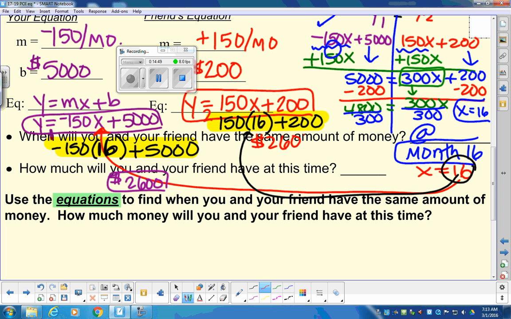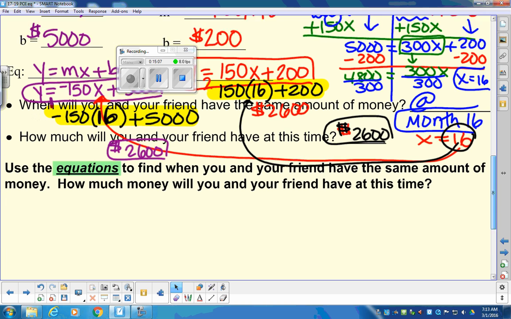So at month 16, both my friend and I have $2,600. That's the point where in the table they would have intersected. At month 16, $2,600. In the graph, the two lines would have crossed there. In the equations, we would have had that as well.